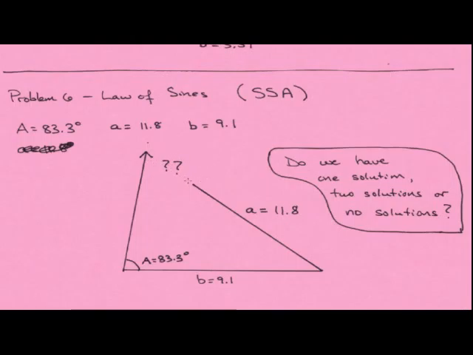It may be one triangle, it could be two triangles, it could be that we have no triangle that meets these conditions. And so how do we go about deciding that? Well, if we want to look at it geometrically, we can plug this situation into Geogebra. So let's see how that can happen.